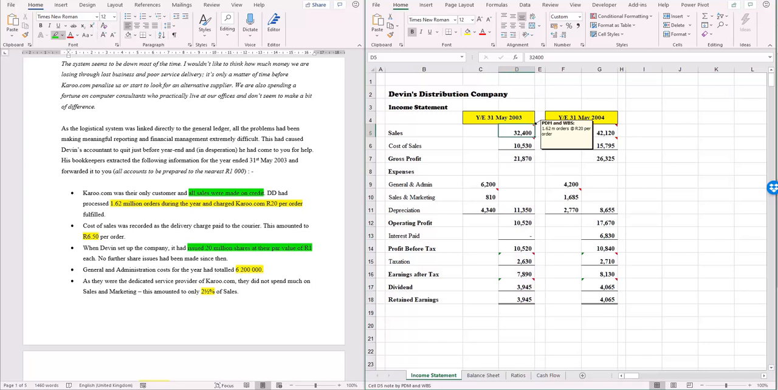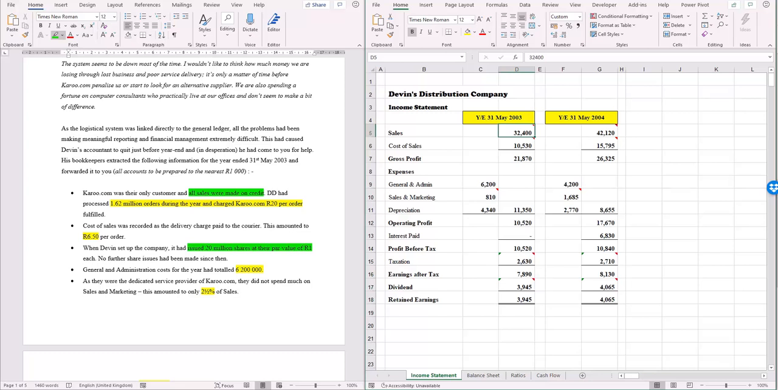Okay, starting with sales. 1.2 million orders during the year at 20 Rand an order, so multiply those two together to get the sales. So just note that this is 32,400,000 and we've rounded it. Okay, so cost of sales is the 1.6 million orders multiplied by 6.50 Rand. That gets you the cost of sales. Sales minus cost of sales gets you GP.